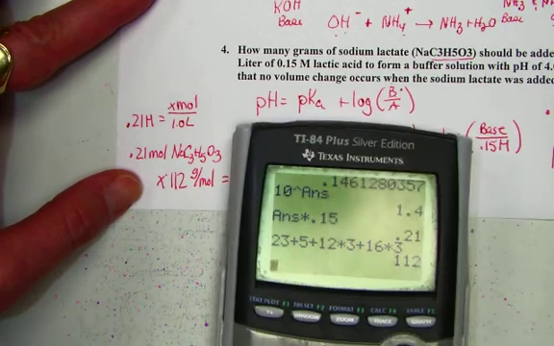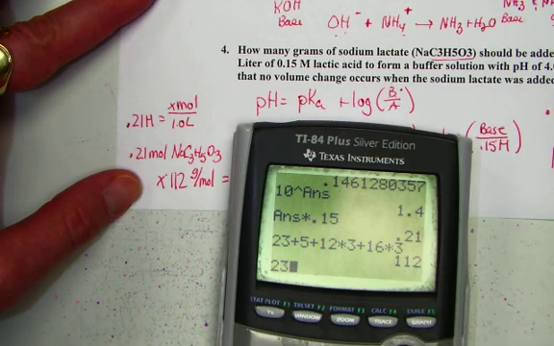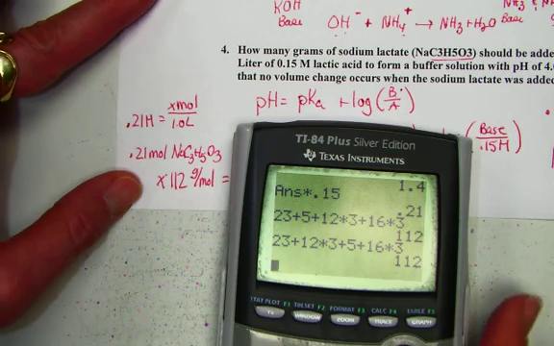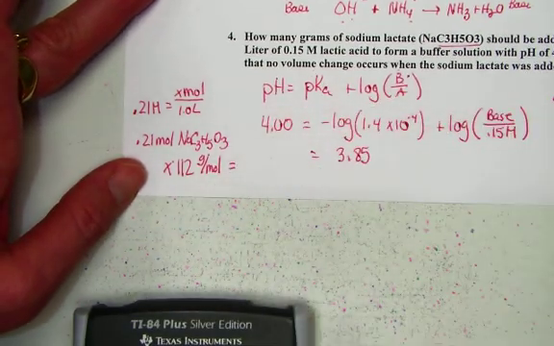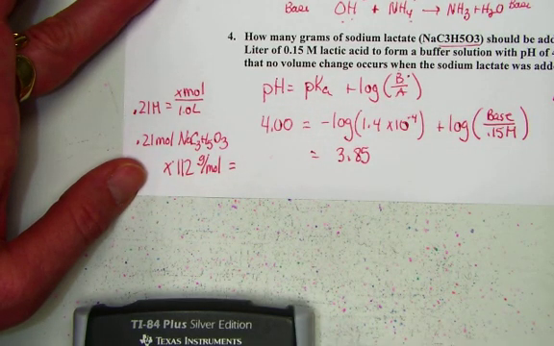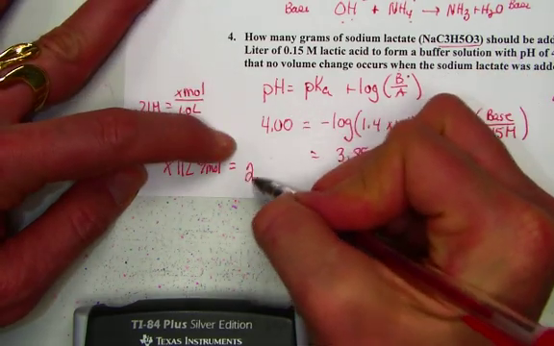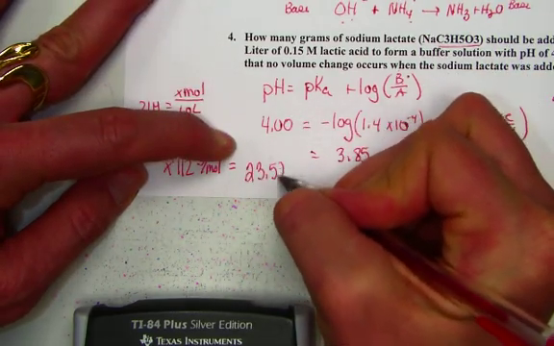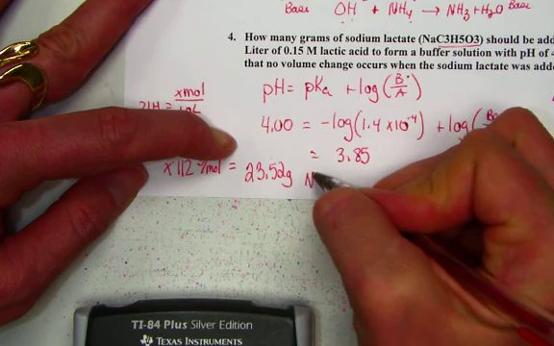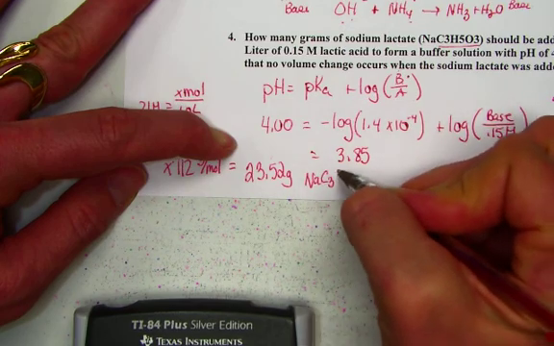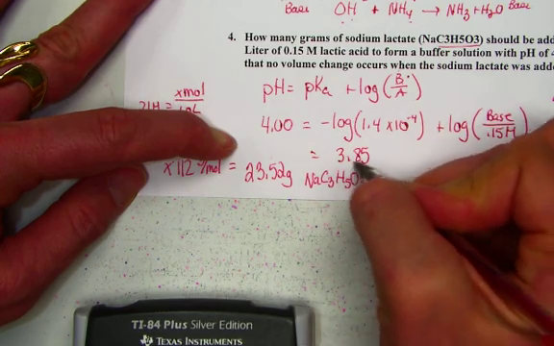Let me add the molar mass just to check my calculator. 23 plus 12 times 3 plus 5 plus 16 times 3. Yep, I got it twice. So I'm going to say it's 112 times the 0.21 molar solution, and that gives us a value of 23.52 grams of sodium lactate, NaC3H5O3.